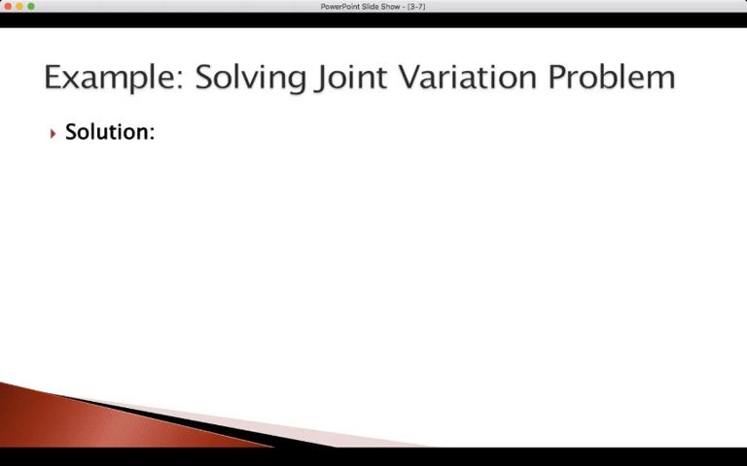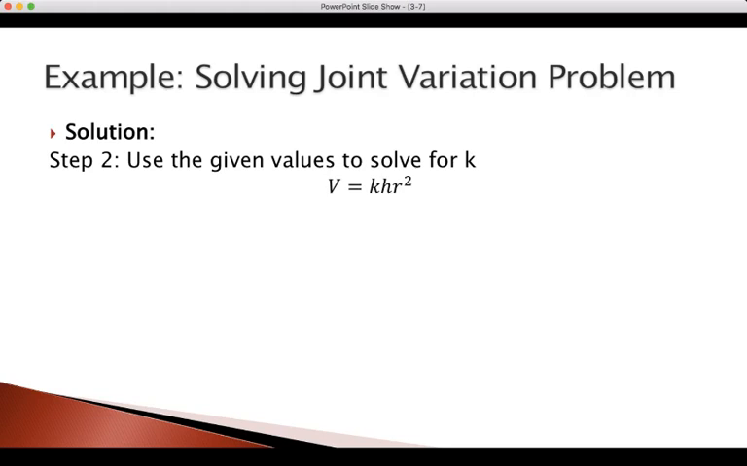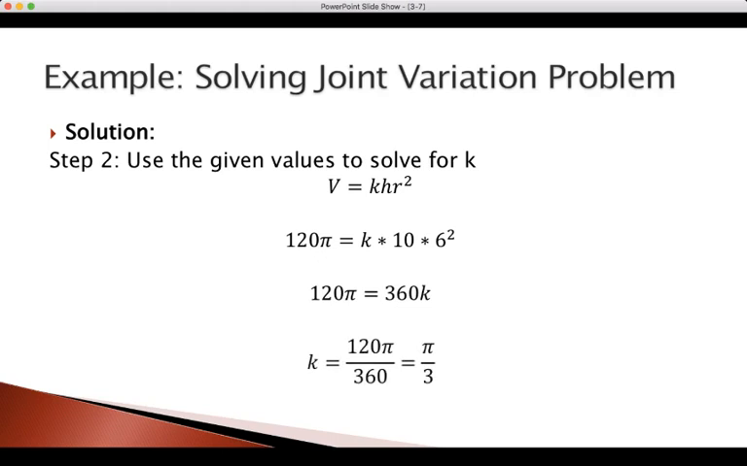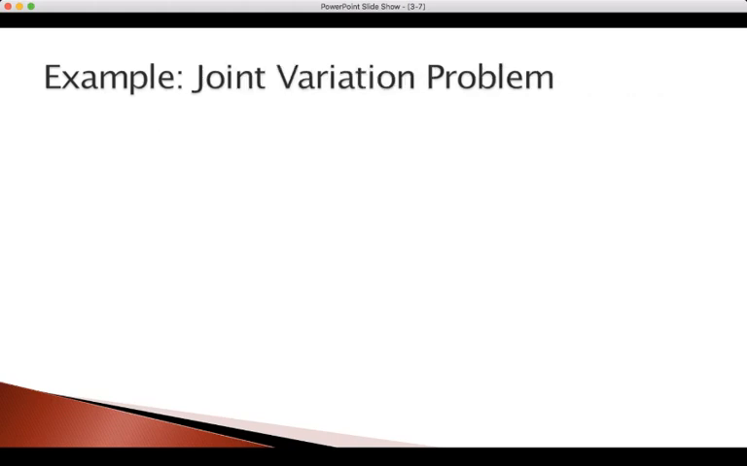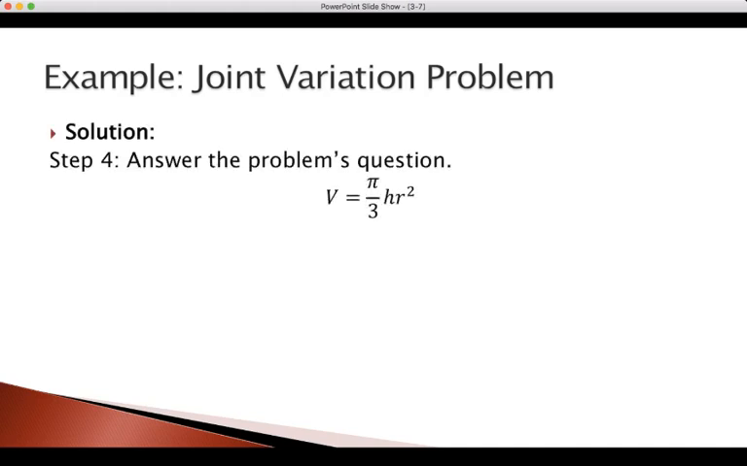Step 2, use that example it gave us to solve for the value k. We have V is equal to khr squared. Sub in for the volume of 120 pi, sub in 10 for the height, 6 for the radius, and then we get 120 pi is equal to 360 times k. Divide over, and we get k is equal to pi over 3. So our constant of variation is equal to pi over 3. Now let's take this and sub it back into the original equation. And now we have V is equal to pi over 3 hr squared.